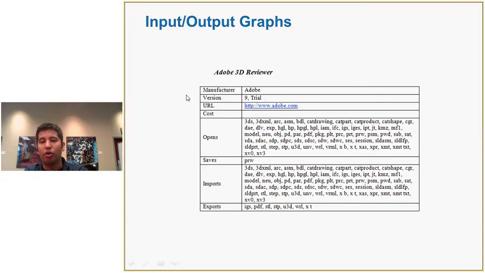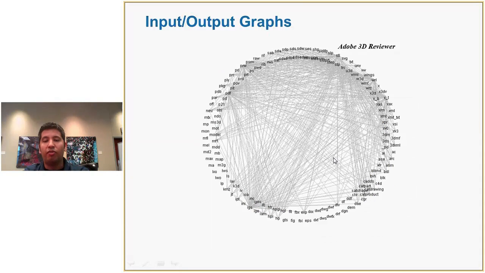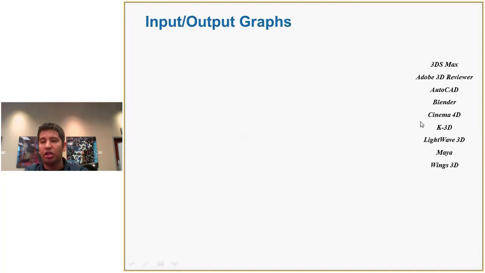The way it does that is it builds a thing called an input-output graph, and this is kind of the small workflow I mentioned before. That was part of the original Polyglot. The idea here is an application, as far as it's concerned, is just a bunch of opens and saves. So an input-output graph is basically a little graph where all the vertices are file formats, referenced by their file extensions. And the edges are directed edges that represent software that can convert from a source to a target file format. This is for just this one application, Adobe 3D Reviewer.